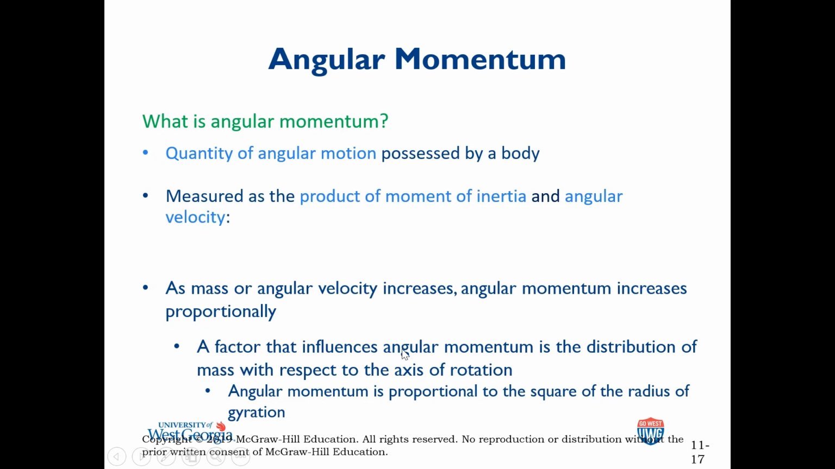A factor that influences angular momentum is the distribution of mass with respect to the axis. So again, what we've been talking about this whole time is the fact that if we put heavier weight further away from the center of the axis, that angular momentum is going to be increased once we start moving it. Think about swinging that bat with the heavy object on the end. It's really hard to get started, but once it does start, it's really hard to stop. And so this plays a role in our movement.